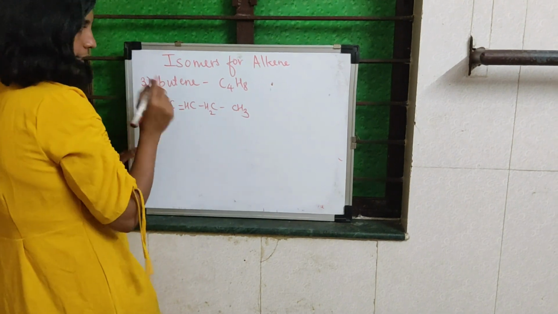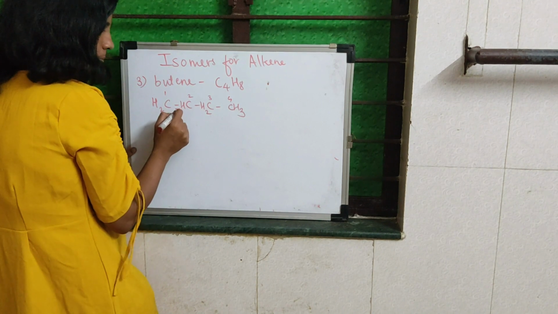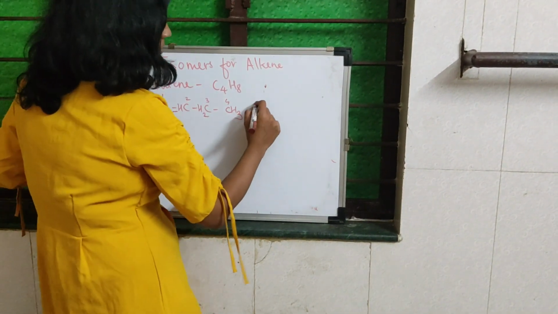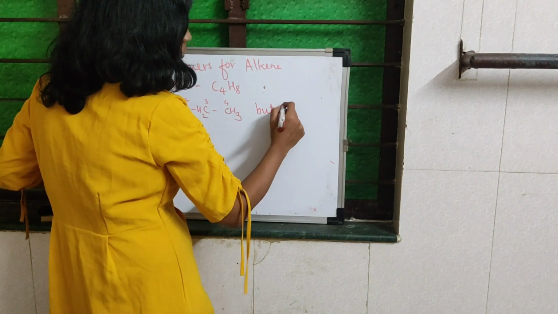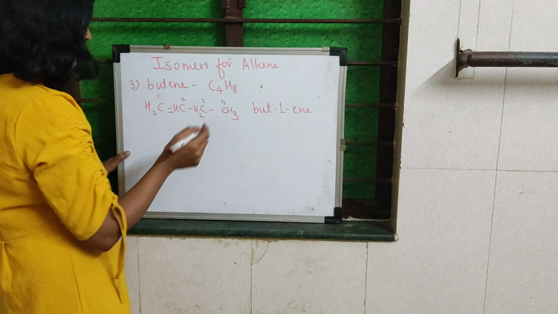Now let us count the carbons. 1, 2, 3, and 4. So the double bond is between the first and the second carbon. Therefore it will be called but-1-ene. So this is the first isomer.